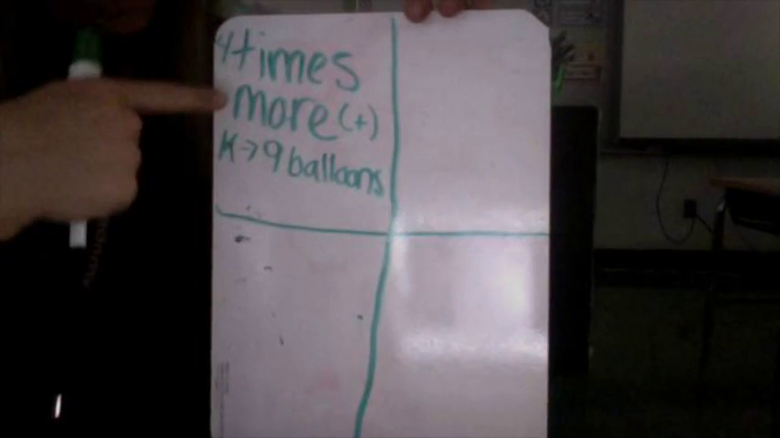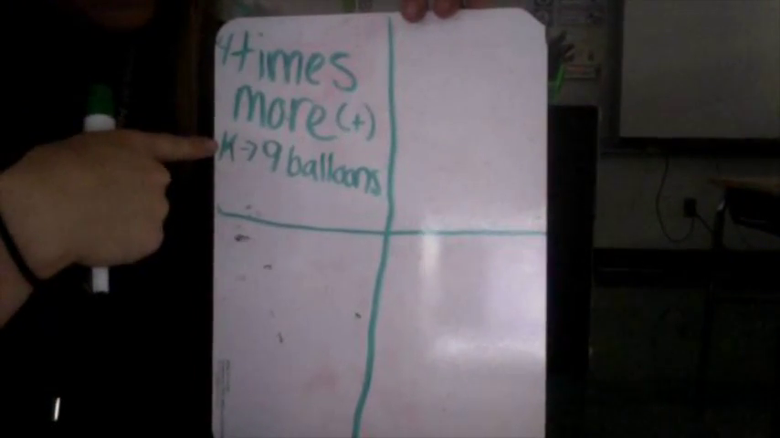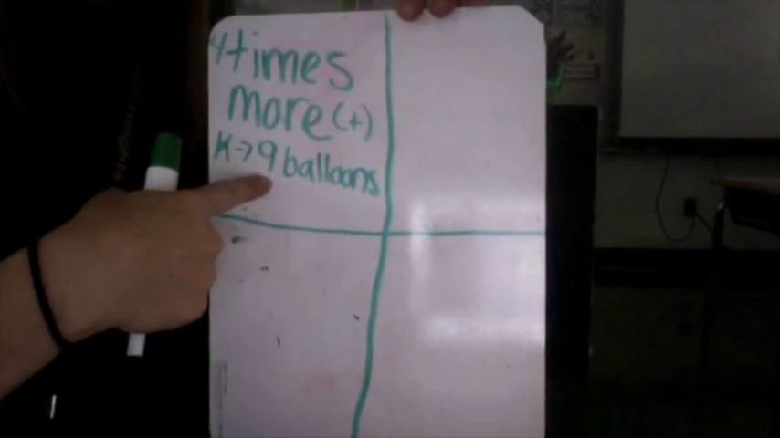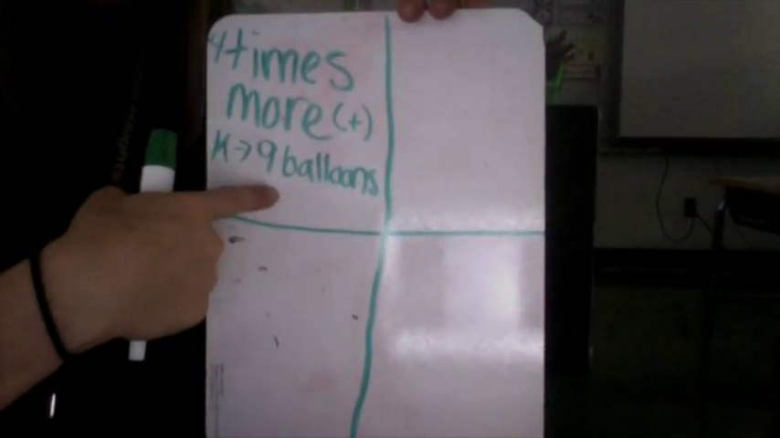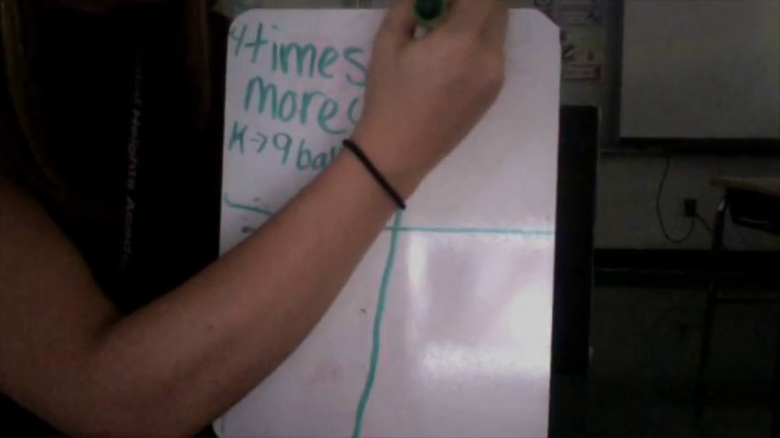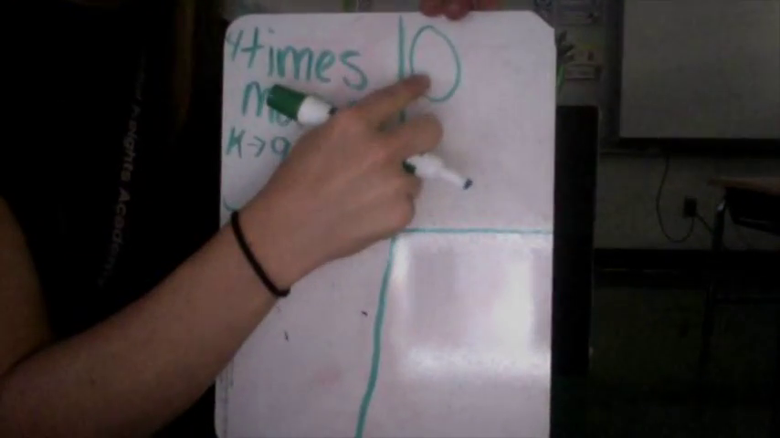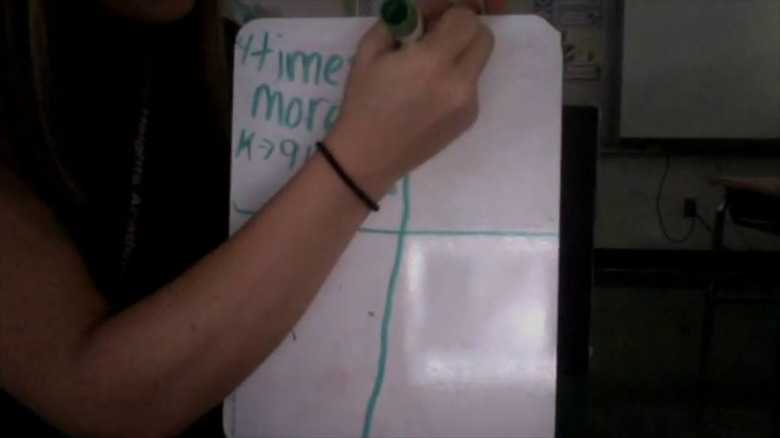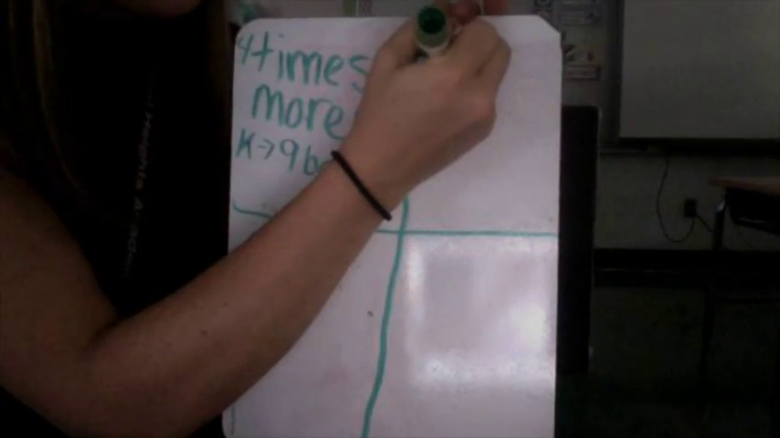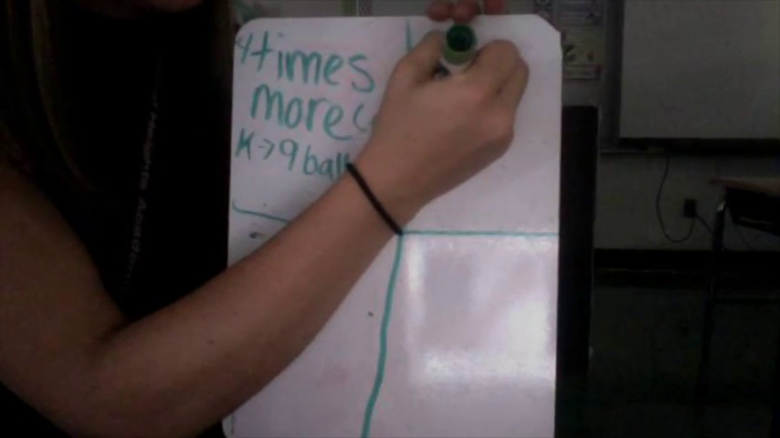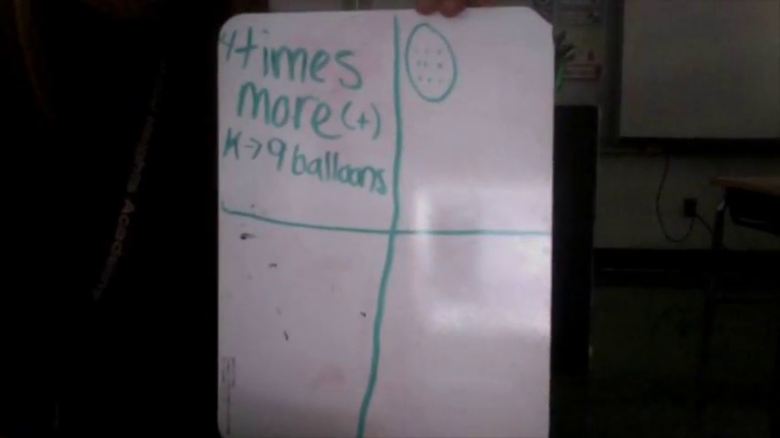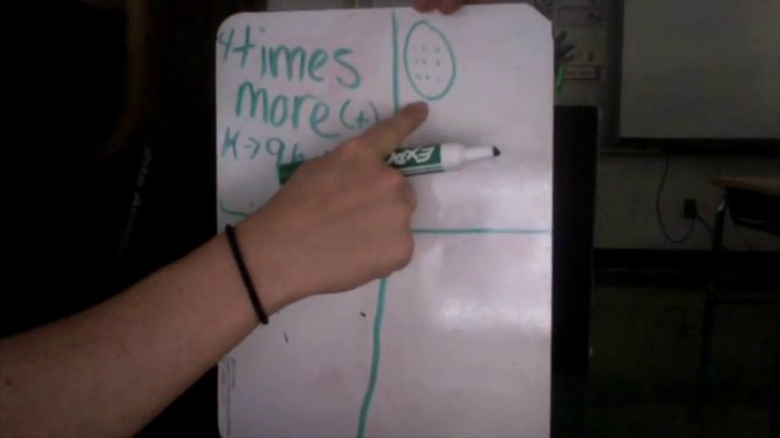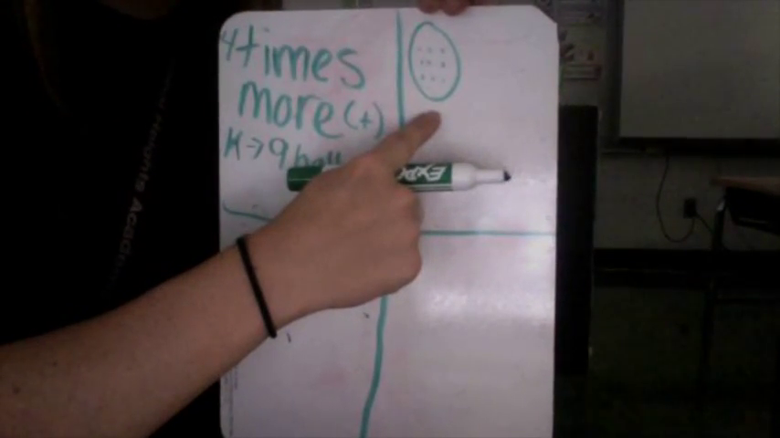Okay? We know that Keith has got 9 balloons. So that's the number that he has inside his group. So if I draw a group here, inside of it, I know there's got to be 9 of them because that's how many Keith has. 1, 2, 3, 4, 5, 6, 7, 8, 9. I know that Keith has got 9 balloons. So here's Keith. He's one person. He's got 9 balloons.